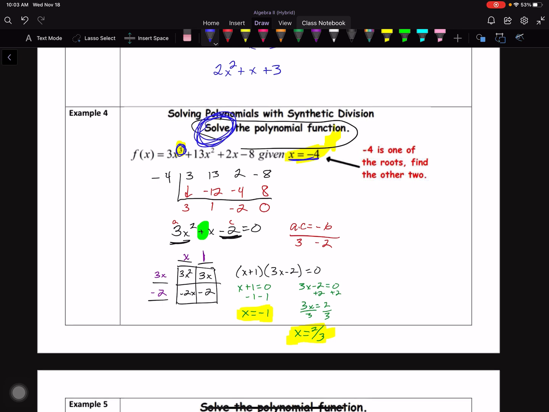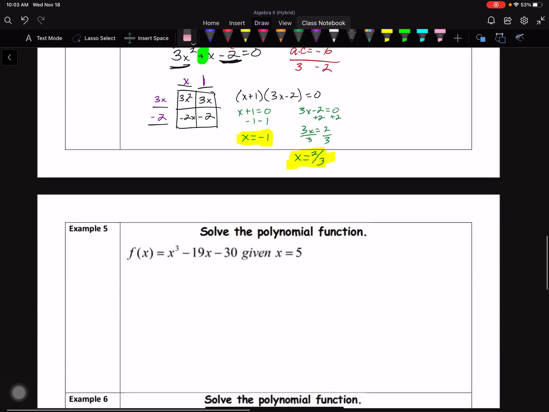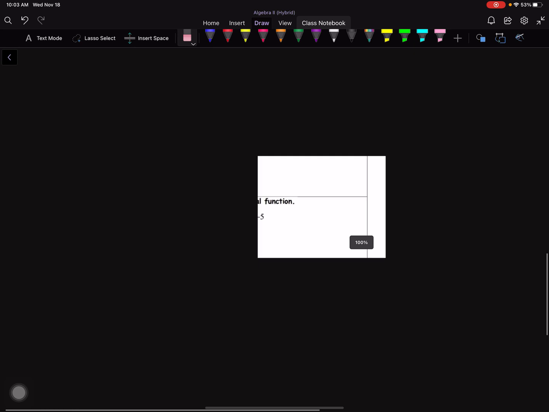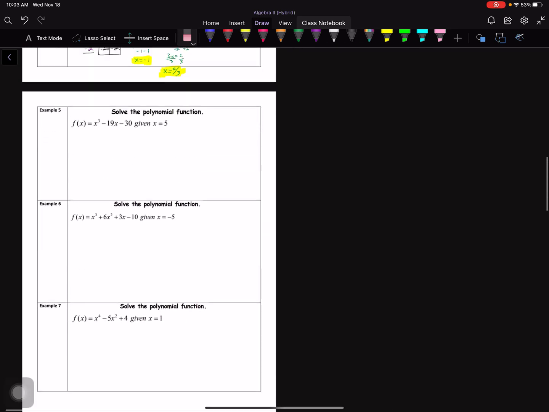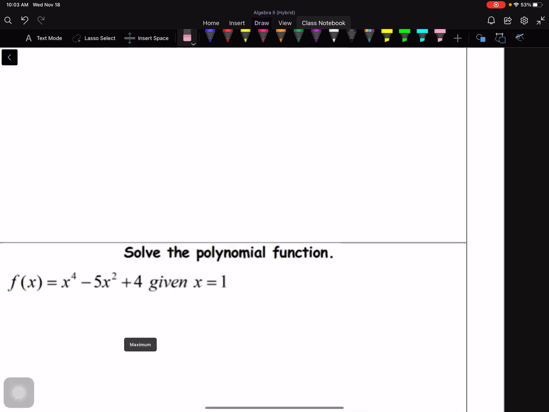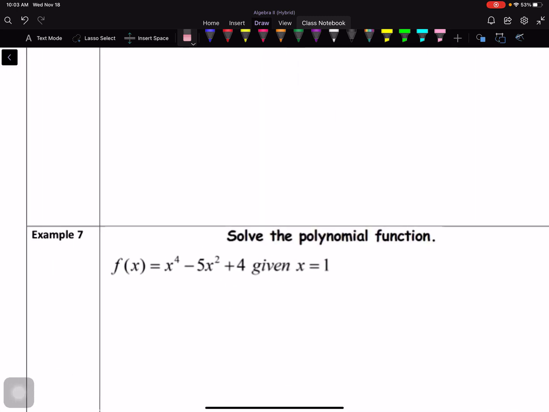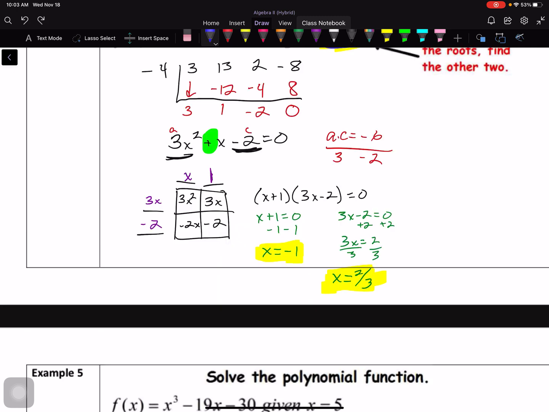I just had to find the other two by first taking my cubic down to a quadratic, because we have 4 different ways to solve a quadratic. We only have one to solve a cubic. So here are a couple more examples for you. Just pick 2 out of the 3. I don't know that any one is going to be easier than the other. Example number 7 might be interesting to look at because it is a quartic. So you might actually have to divide twice, which leads us to a whole nother process, but just something to think about there. But yeah, pick 2 out of 3, and that is it.